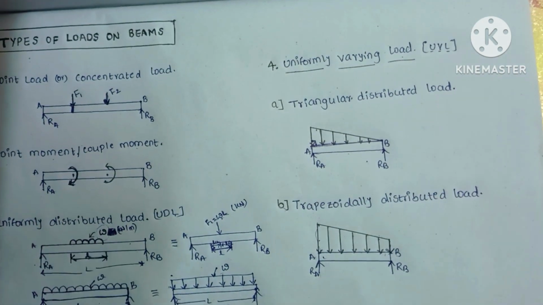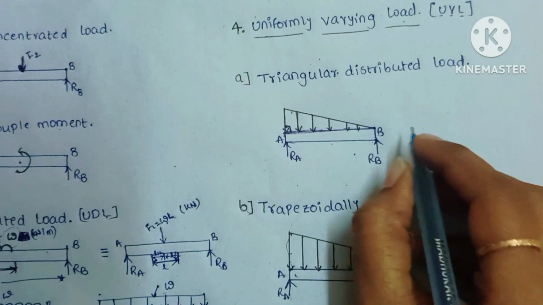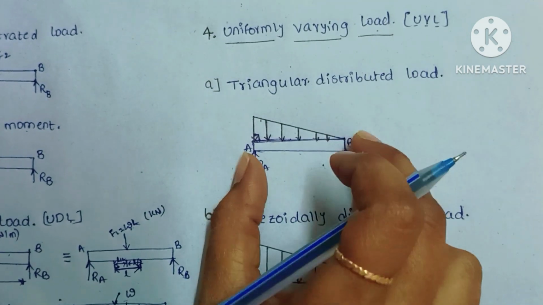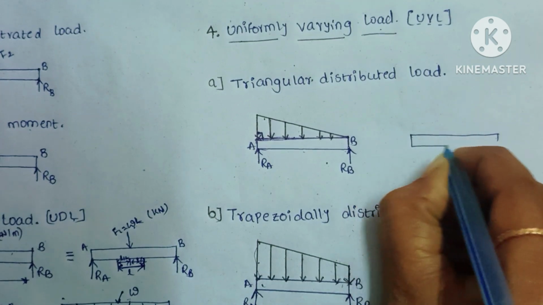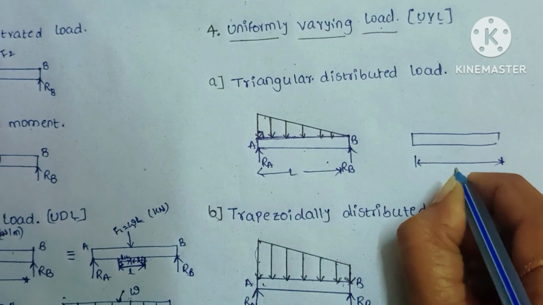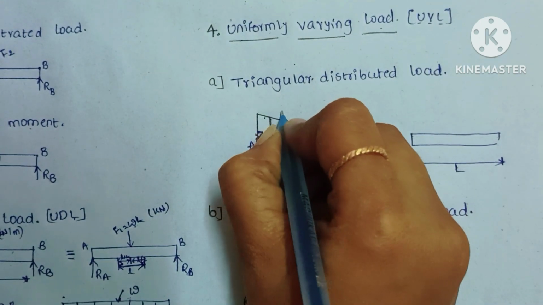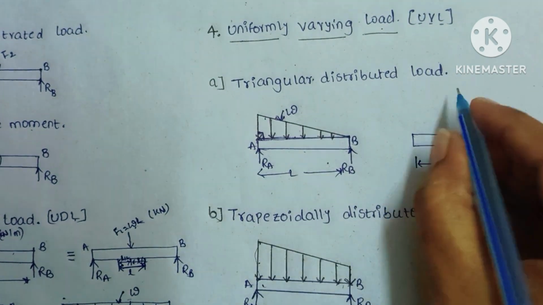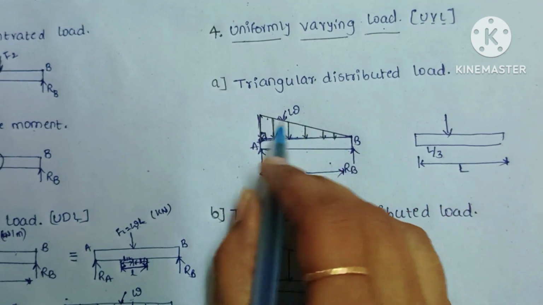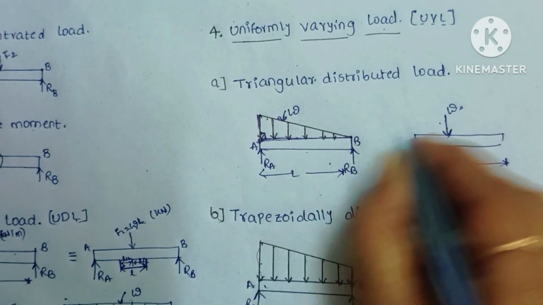The next one is uniformly varying loads. Now, this is a triangularly distributed load. If you want to convert this triangularly distributed load into a point load, take this beam, where the length of the beam is L. The given load is omega. The load will act at L by 3 from the base, from the maximum point, and the load is omega into the same length.